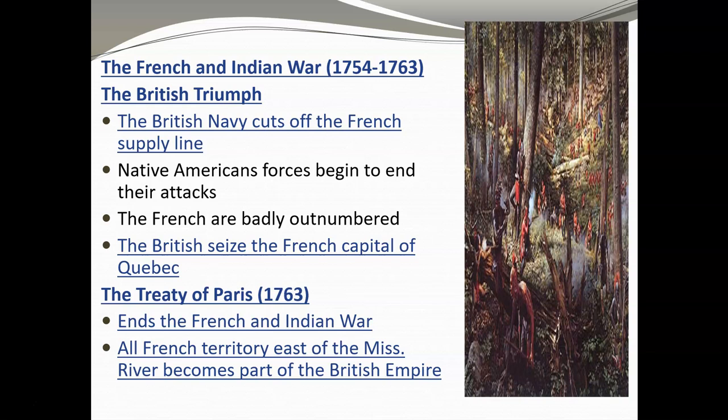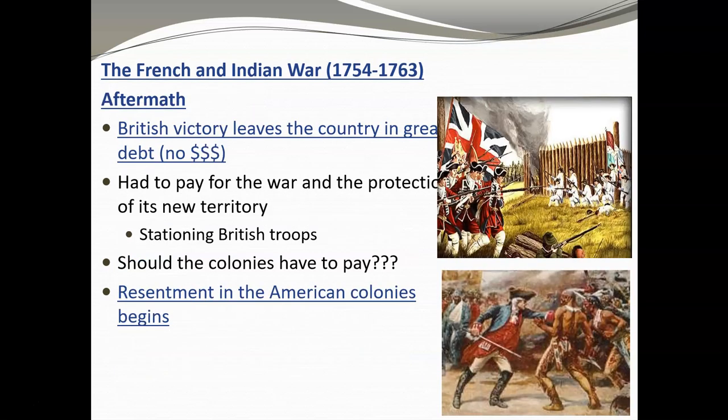The Treaty of Paris in 1763 ended the French and Indian War, and it said that all French territory east of the Mississippi River would now be a part of the British Empire. The problem here is that they're not going to allow all that land to be given to colonists, but we'll get to that.